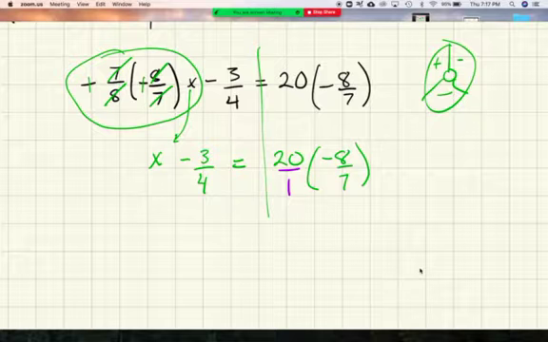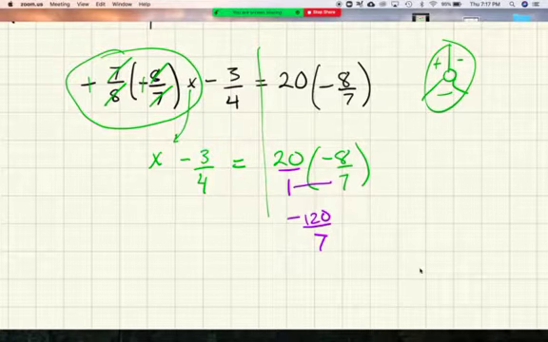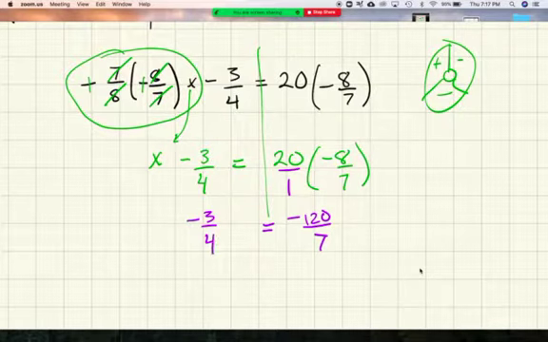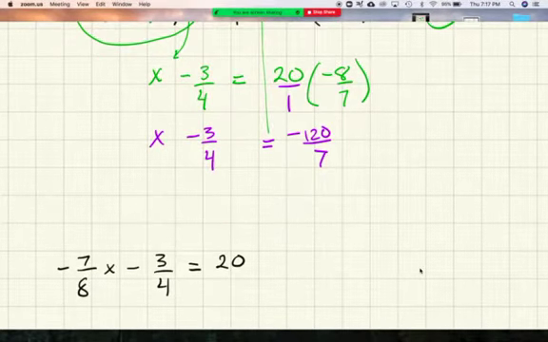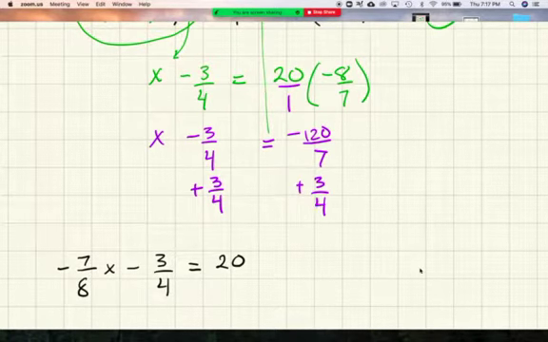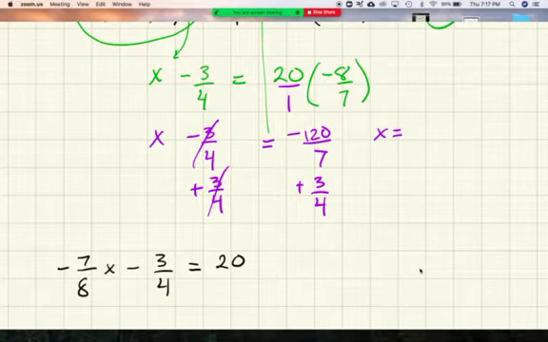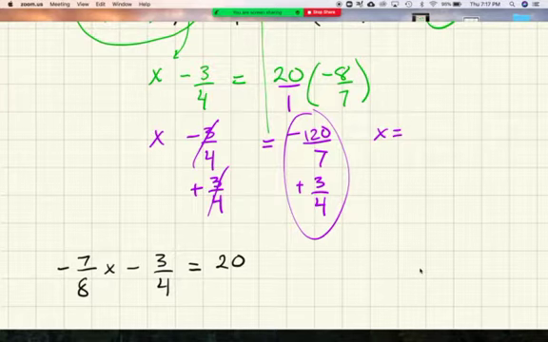So on this one, it would be negative 120 over 7, because 1 times 7 is 7. And then negative 3 over 4 and x. If these were regular numbers, it would be really easy, but it's not. We would have to get common denominators, and x equals whatever that is added together.